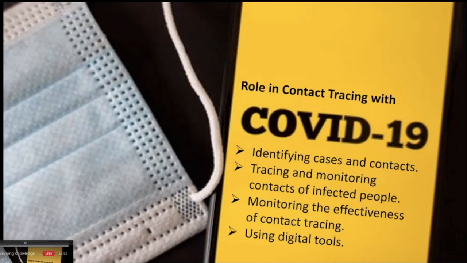So what is our role in contact tracing with COVID-19? Well, we're identifying cases and contacts through testing sites which send positive results to public health agencies. We then employ agents who trace and monitor those positive cases and their contacts. We also like to monitor the effectiveness of our contact tracing. We want to see how we're doing. We use digital tools to accomplish this, some of which, such as WA Notify, can be used by the public.